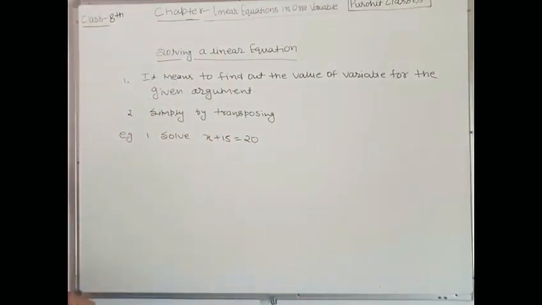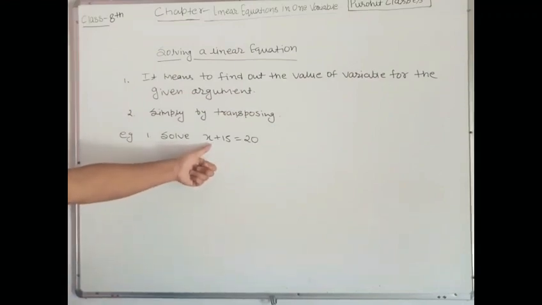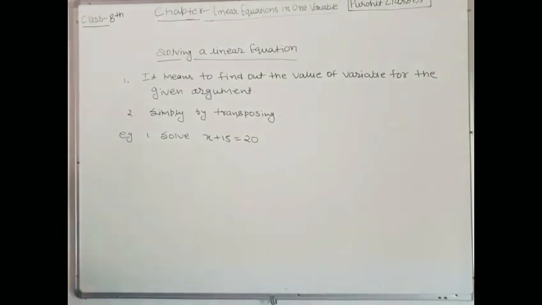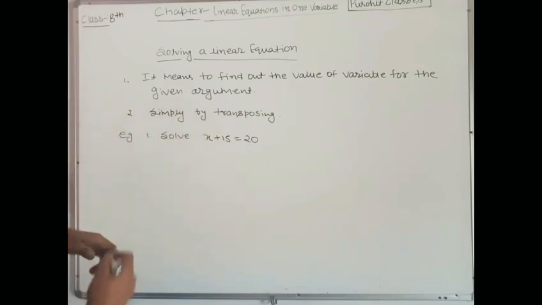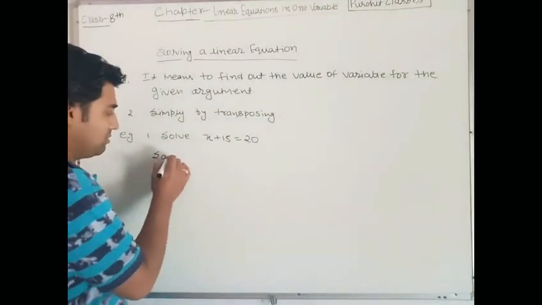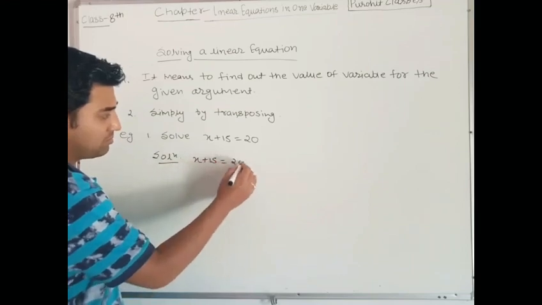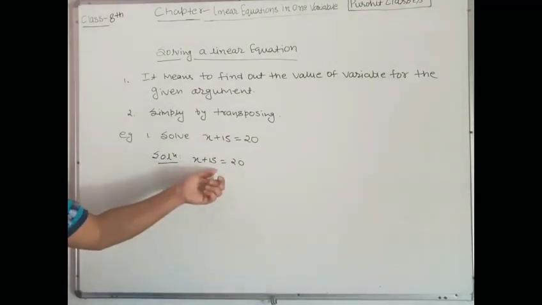Now let's see, solve means to find out the value of the variable. What is the variable here? x. And for what? This is the argument that the sum of x and 15 should be equal to 20. So we will do it by simply transposing. The solution will be: first we note down the equation, x plus 15 is equal to 20. Then we will transpose which term? It contains two terms, x and 15, so we will always transpose the constant term.